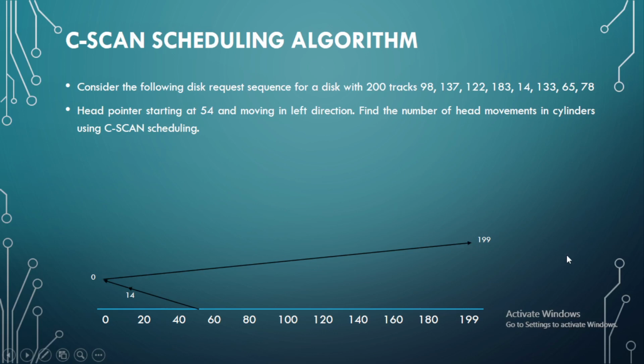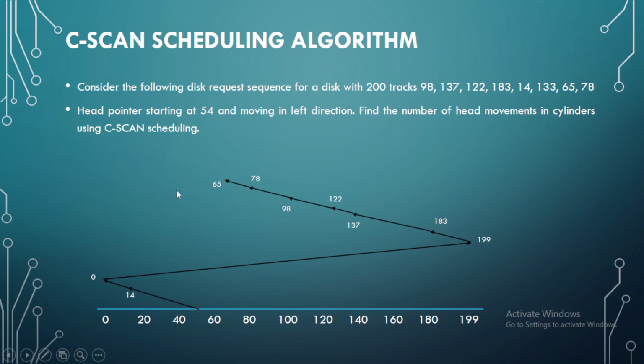From 199, then 183, 137, 122, 98, 78 and 65. So that's the last one. Here you can see we start at 54 and move in the left direction, servicing all the requests. When it turns here, it won't service any request and goes to the other end, and starts servicing again in the left direction.